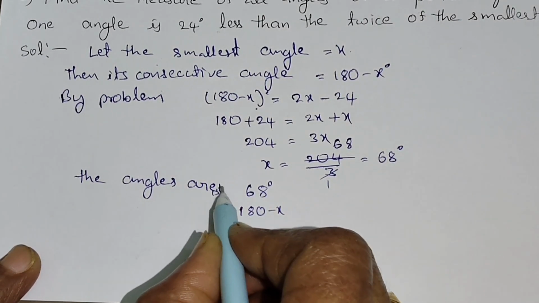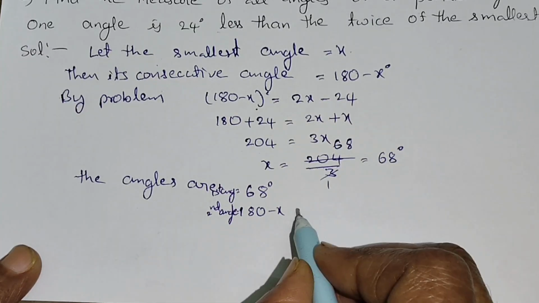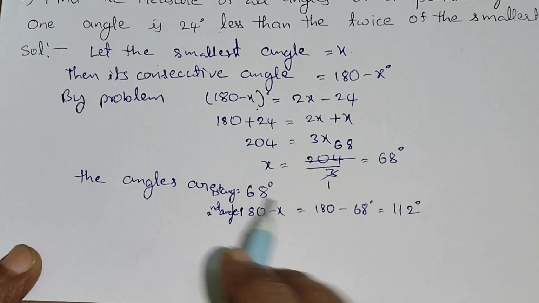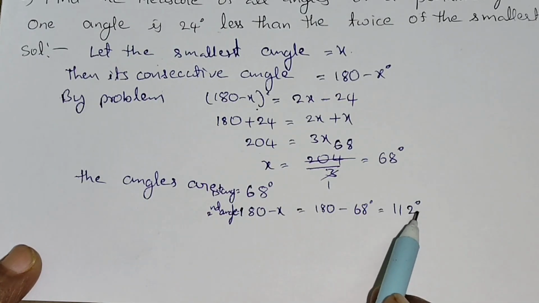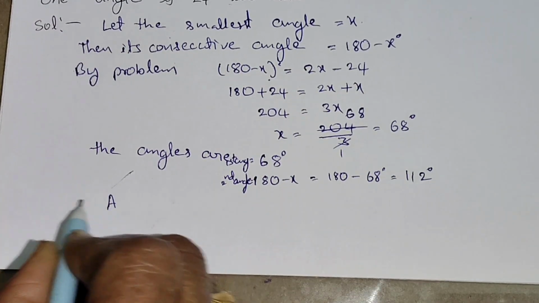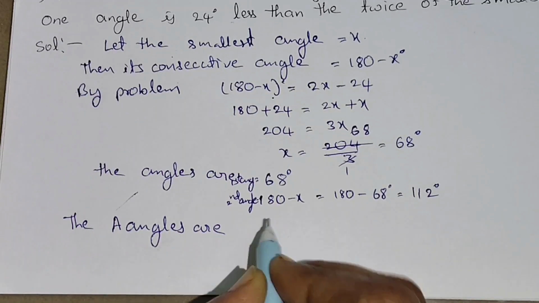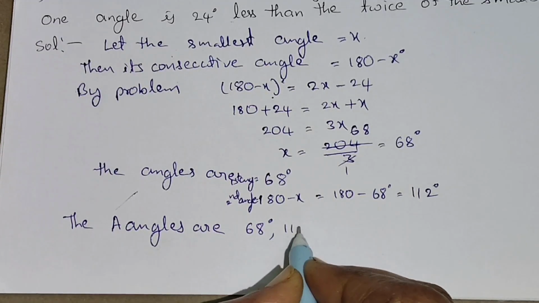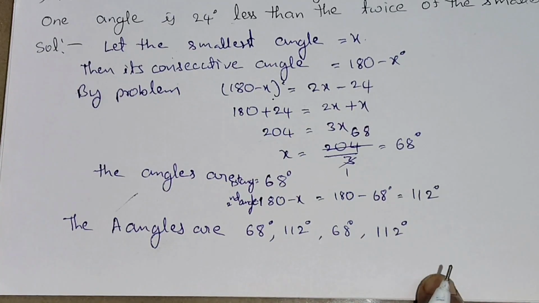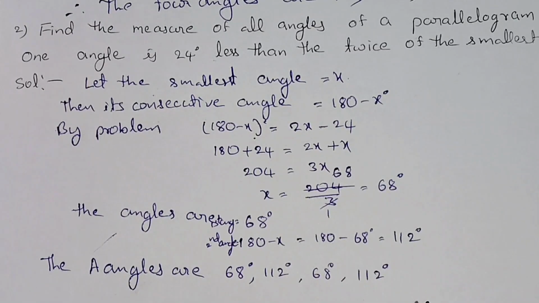Here first angle, second angle. Here the second angle equals 180 minus x. Here 180 minus 68 is equal to 112 degrees. Here two angles are 68 and 112. We write the four angles. So now here the angles are 68 degrees, 112 degrees, next 68 degrees, 112 degrees. These are the four angles in a parallelogram. This is the complete answer of the second one.